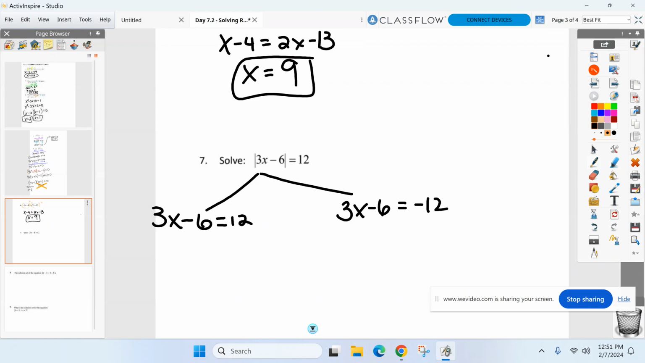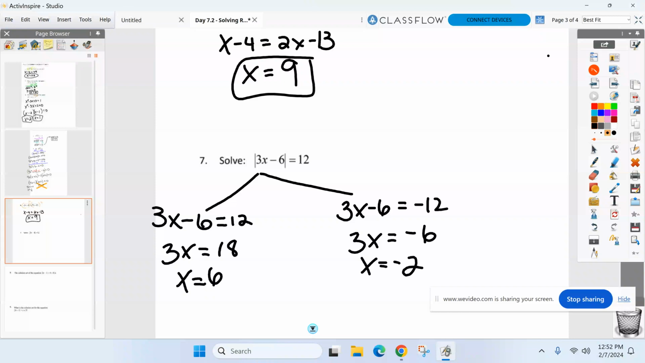So here we go. Now you solve each, and we're going to check. 3x equals 18. X is equal to 6, maybe. And then over here, 3x equals negative 6. So x could possibly equal negative 2, maybe. And we got to check. Just like radicals, we got to check these.